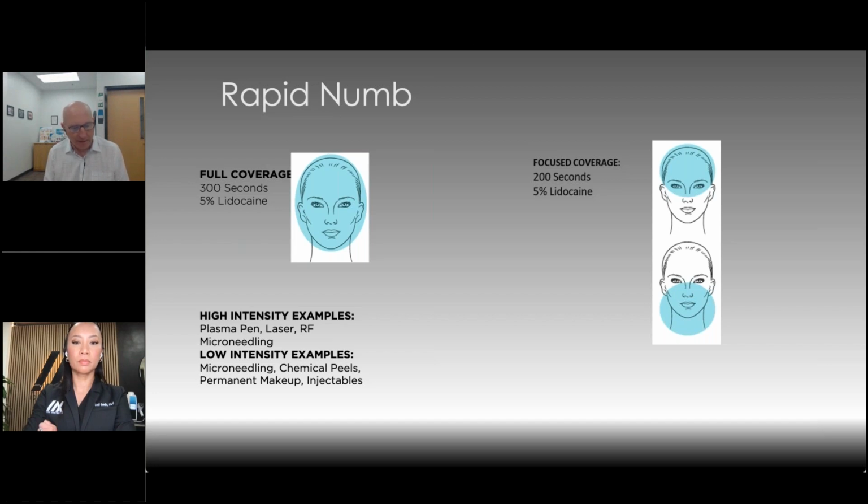We'll talk about that in just a second. Some of the high intensity pain that we talk about might be plasma pen, various lasers, RF microneedling. Low intensity could be microneedling, chemical peels, permanent makeup, injectables. You can lump it in those two different buckets and have procedures that go along with that.